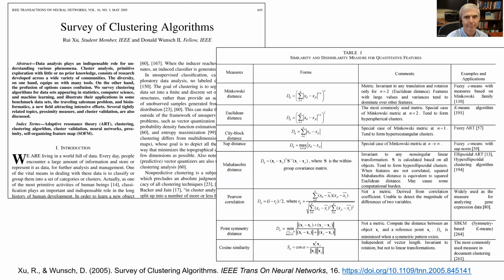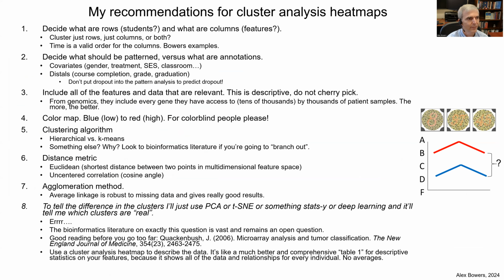I provide this reading so that you can make an informed choice. I would say start with Euclidean distance, and then I'm going to give one option in these videos of cosine angle and cosine similarity of what that looks like. So my recommendations for cluster analysis heat maps.